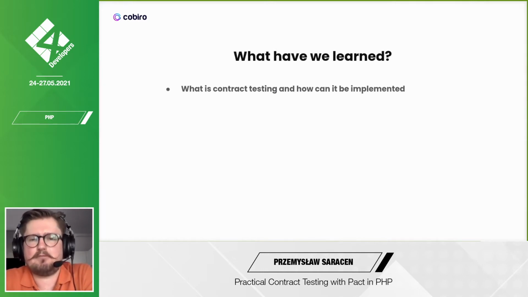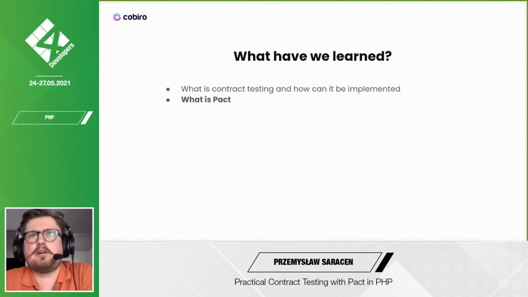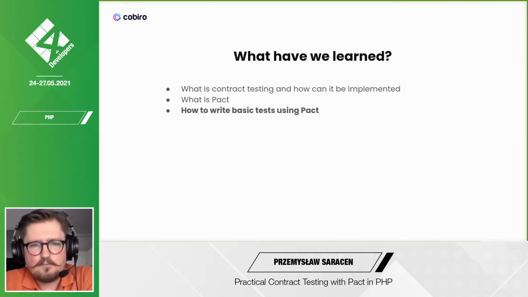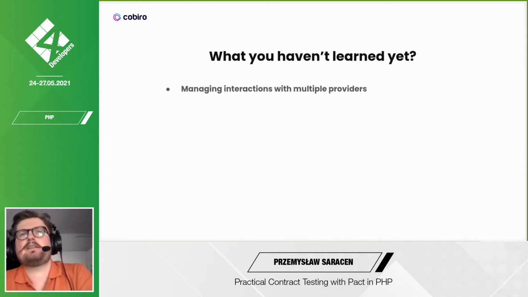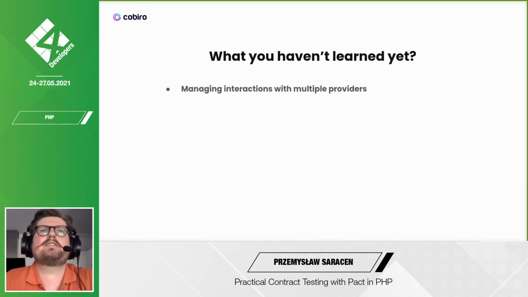What have we learned? Well, we've learned a bit about contract testing and different ways to implement it. We learned about Pact. What are pacts? What tools is Pact made of? We've scratched the surface about writing basic tests using Pact, and we've learned about some benefits which are not limited to the ones I've said. And okay, and there are also a couple of things we didn't have time to learn about because, as I said, it's a complex problem.